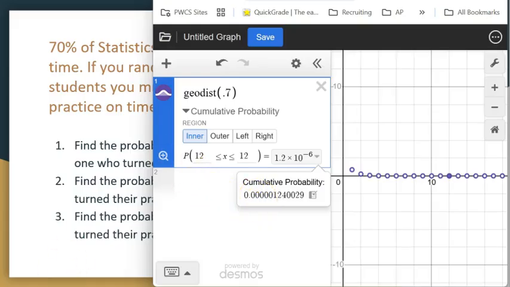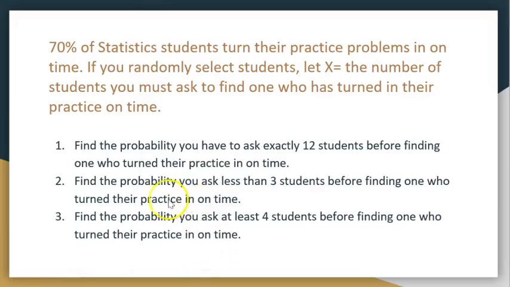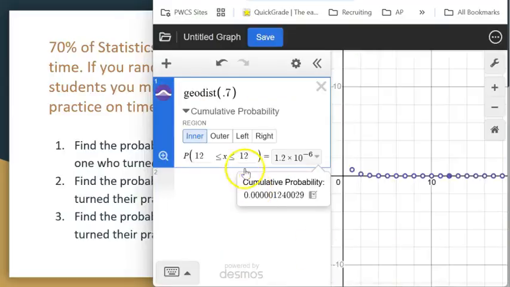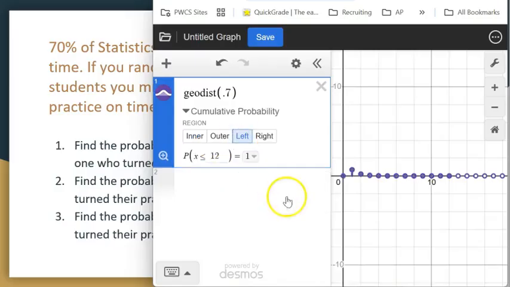Our next question: find the probability you ask less than 3 students. Less than would be left, and just like with the binomial, it's less than or equal to. So I'm going to put 2 because I don't want to include 3 in this answer. That probability is 0.91.